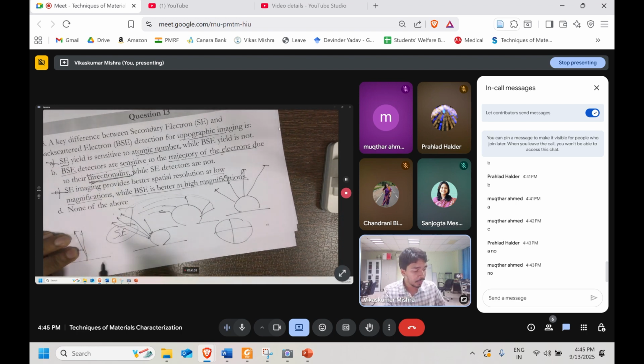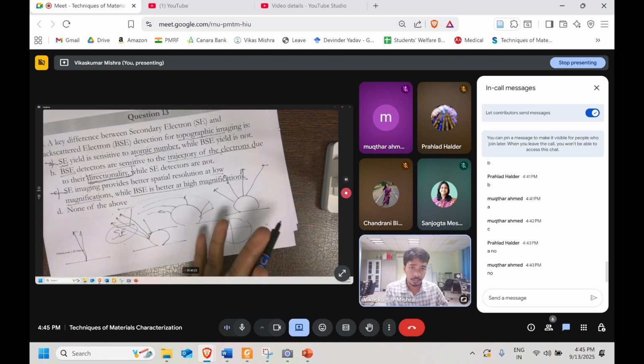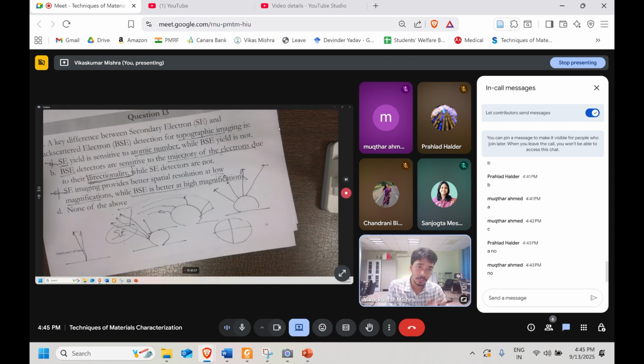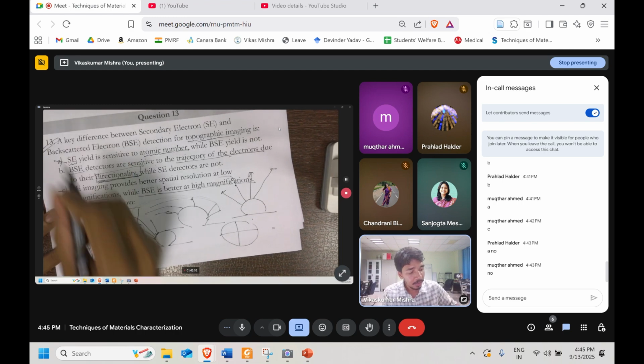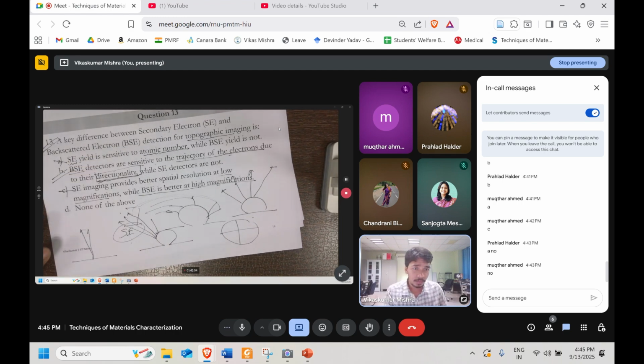This direction factor was not there in SE because we can capture all of them by applying the bias across the detector, that metal cage which we talked about last time. Here we cannot do that. So the right answer is B.